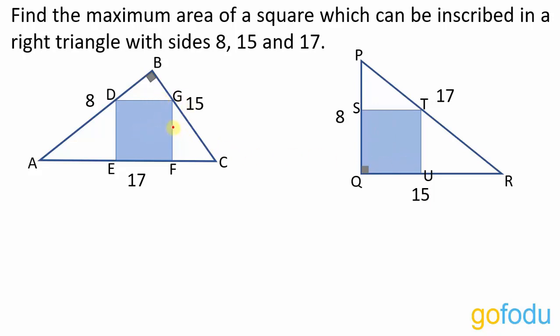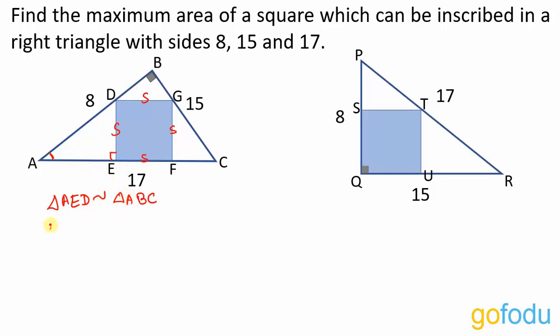So in this first case, let's say the side of the square is s units, and in this diagram triangle AED will be similar to triangle ABC. Why? Because angle A is common in both the triangles, and here we have angle AED as 90 degrees, here angle ABC is 90 degrees. So two angles are equal, these two triangles will be similar. As they are similar, the ratio of corresponding sides will be equal.